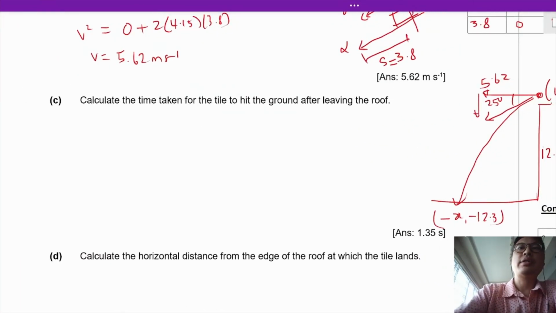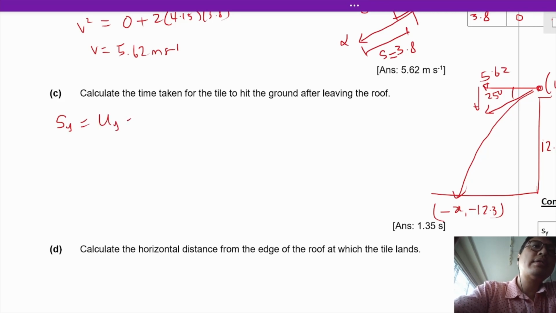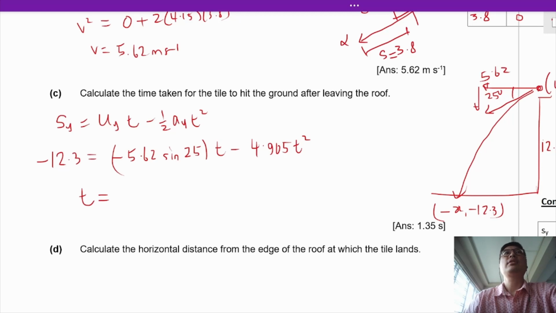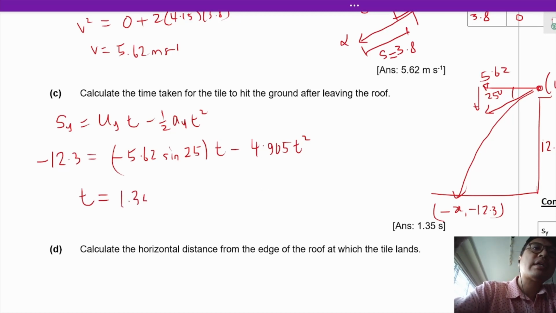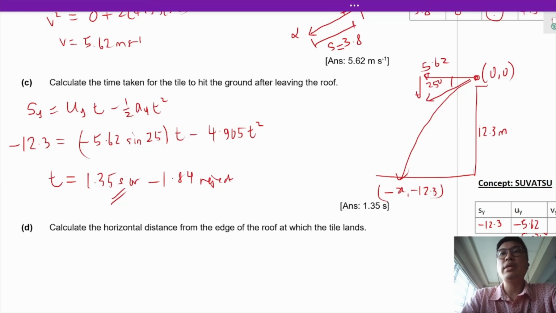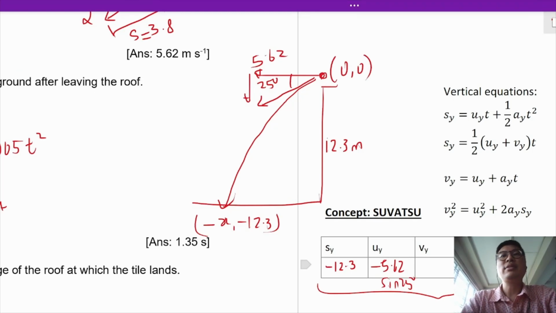So calculate the time taken for the tile to hit the ground. We can see that it's a SUVAT equation with three data points. So we can use Sy is equal to uy t plus half a t squared. We put down negative 12.3 is equal to negative 5.62 sine 25 t minus 4.905 t squared. Solving this equation in a calculator gives us t is 1.35 seconds or negative 1.84, which is rejected. So t is 1.35 seconds.